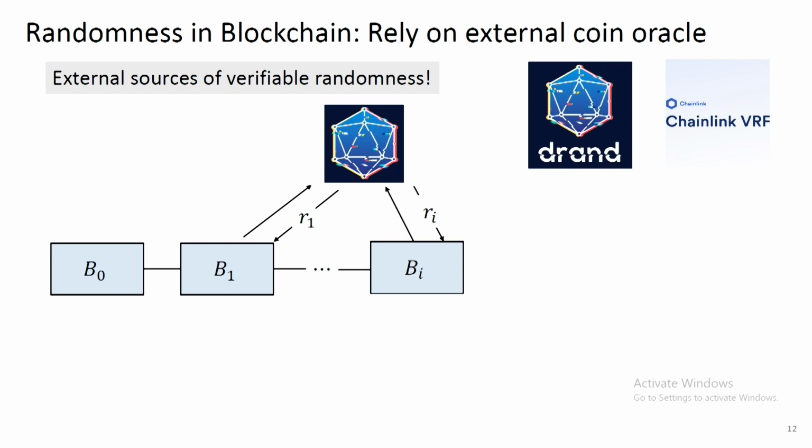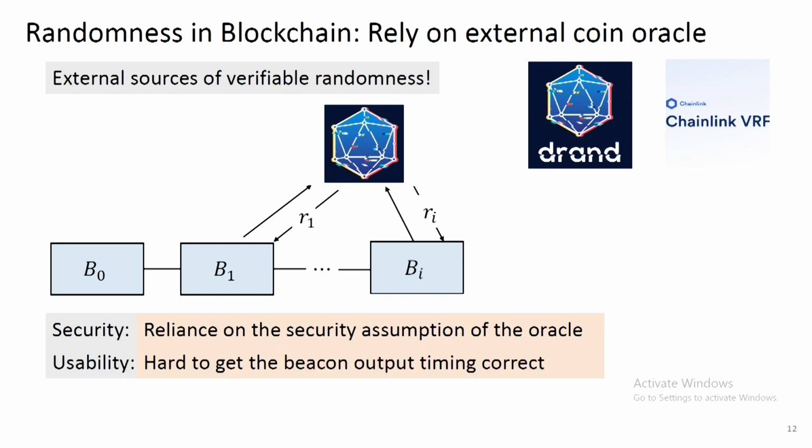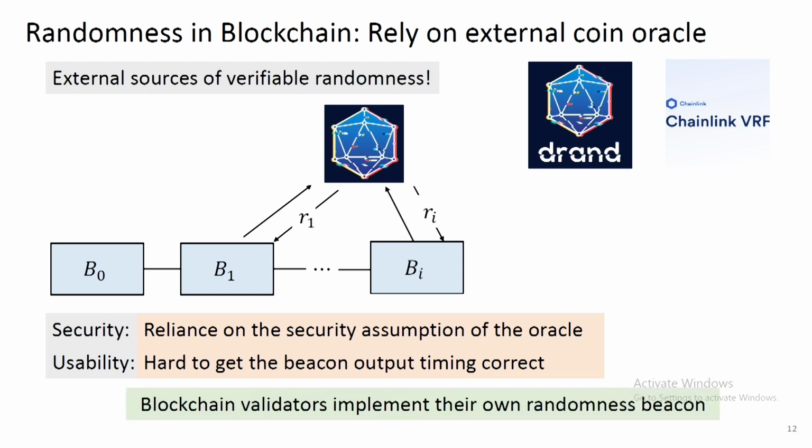This can work fine, but it has issues. One is a security issue: now we internally rely on the security assumption of the coin oracle. The other is a usability issue. If you rely on an external source, then it's hard to get the timing right, because as I have shown, we cannot reveal it too early or too late. So we want the blockchain validators to implement their own randomness beacon. This paper is about how they implement this randomness beacon.